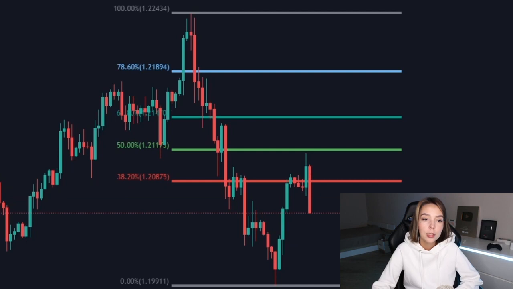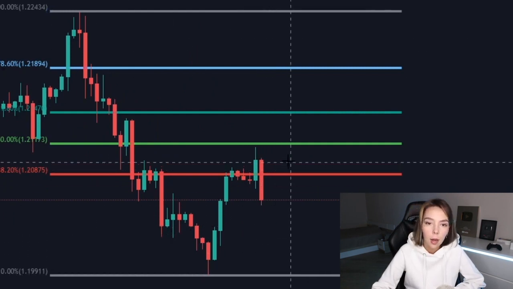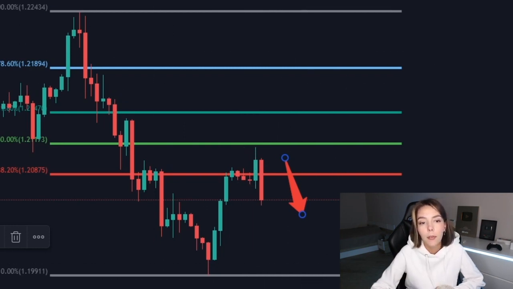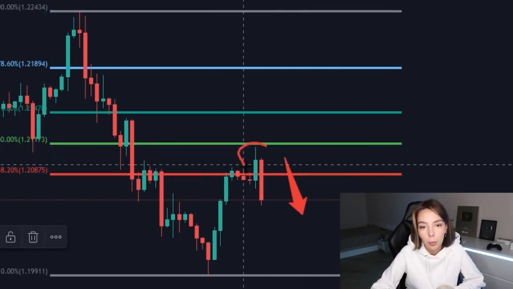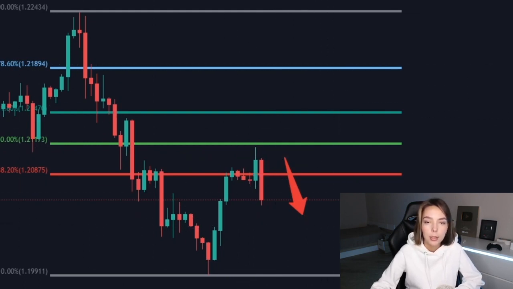So what this shows us is that at one point buyers pushed the price upwards, as shown by this green candle breaking above the 38.2% level, but then sellers came in stronger and pushed the price back down, even as far as surpassing the previous candle's opening price, indicating that there is an actual downwards momentum in this area.